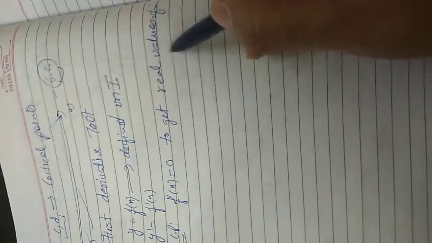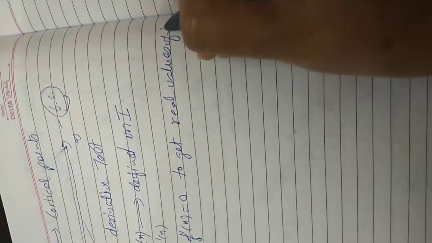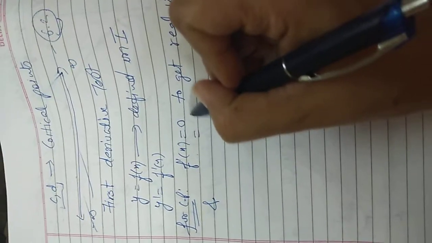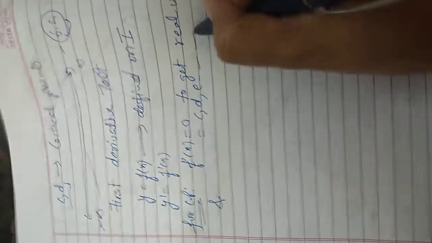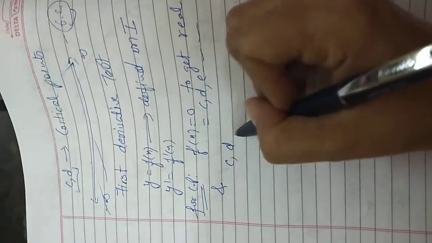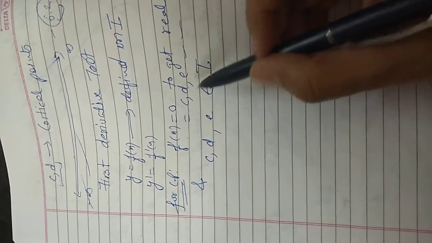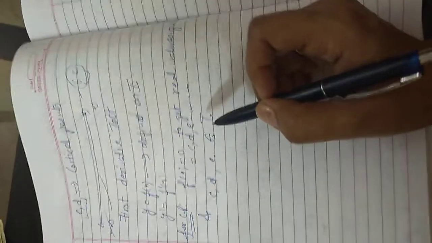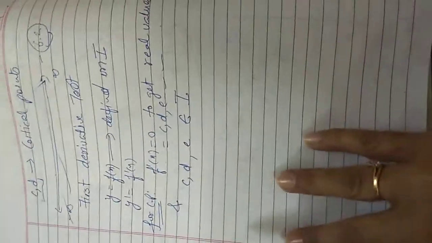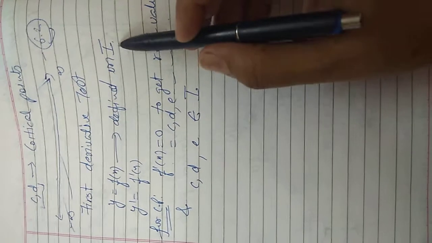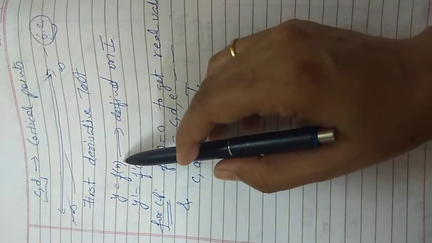We have to see that when we are equating the derivative to 0, these real values of x should belong to the interval I. Let us say these values of x come out as c or d or e and so on. So c, d, e should belong to the interval, right? If they are not belonging to the interval, we will not consider those values of x. We will consider only that c, d, e which belong to the given interval, that means which belong to the domain of the function, right?